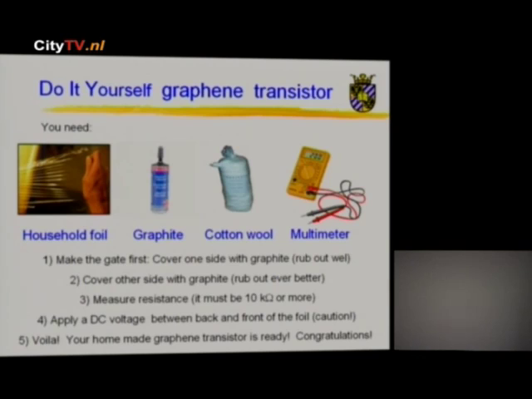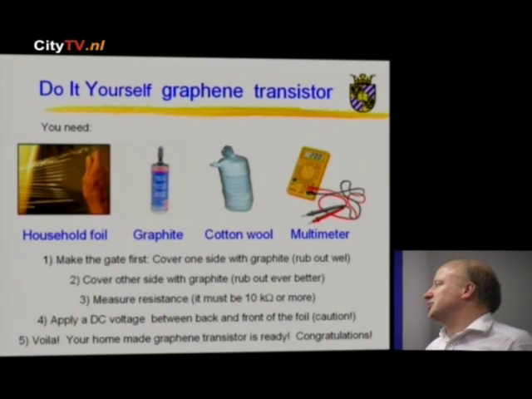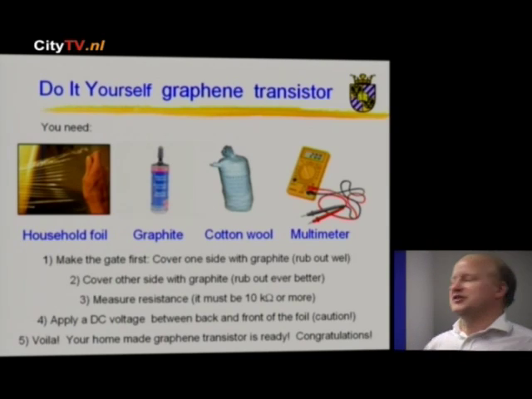So this is the foil. First you make the gate. Basically you cover one side with graphite, and it doesn't matter if it's thin, it just has to be metallic. That's going to be your gate electrode, right? Then you turn it around. Then you really cover it with graphite and you rub it out, because that has to be your single graphene layer. Measure the resistance. Then you apply a DC voltage between your layers. So this is your gate, and then you measure the resistance.